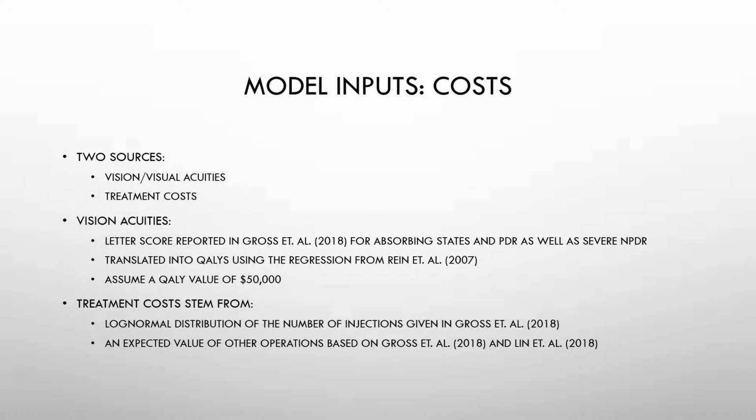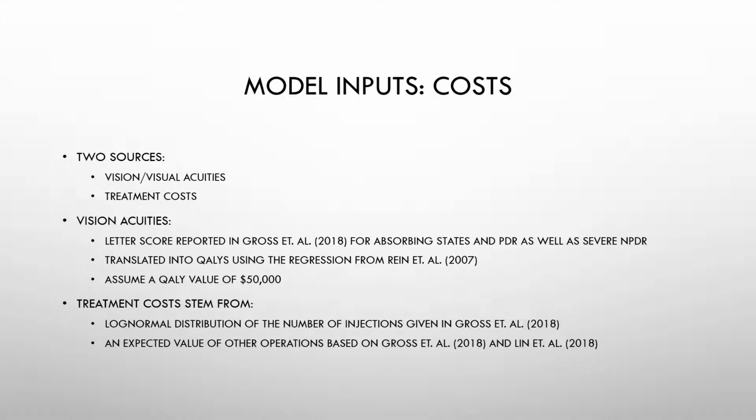Now on to cost, as the costing model is meant to determine the outcome more or less. So there's two sources for cost. The first is vision and visual acuities, and the second is treatment cost. So vision acuities are a way of converting less vision into QALYs and then using that QALY to model the cost. So we have letter scores reported from the clinical trial for all of the absorbing states as well as PDR and severe NPDR using their baseline data.